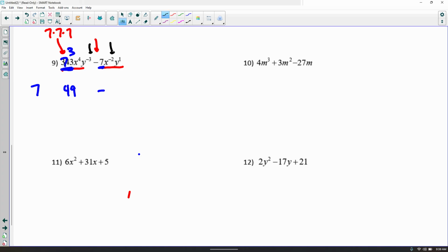Yeah, our GCF or our fractions. We got negative exponents. We work with our fractions first. So I would have rewrote this as 343 x to the 4th all over y cubed minus 7y all over x squared. This is the way I would have started this problem.